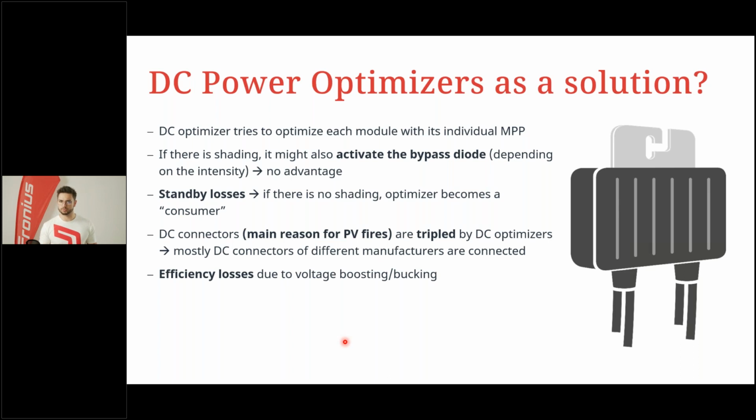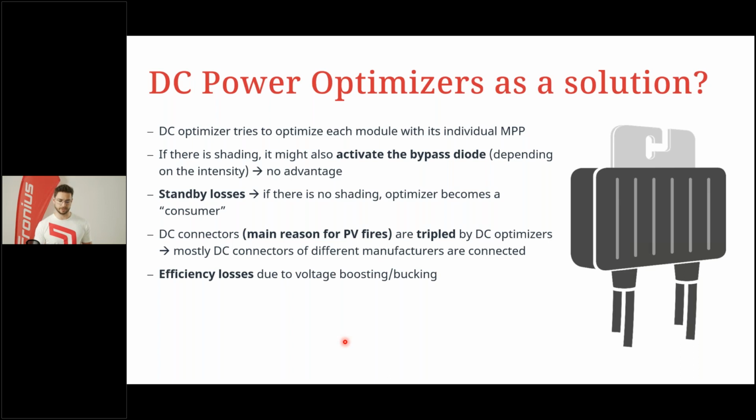Now that sounds pretty good when you first hear it, but did you know that in some shading scenarios, for example, the bypass, the DC optimizer does nothing more than activating the bypass diode? So there is no other advantage than we would have with a normal inverter. It really just activates the bypass diode, and that's it in some shading scenarios. Then if we would have no shading at all, we would have standby losses. Of course, in these kinds of scenarios, the optimizer becomes a consumer.